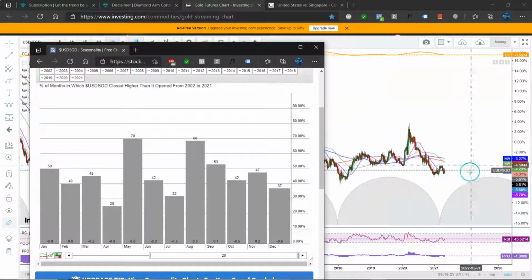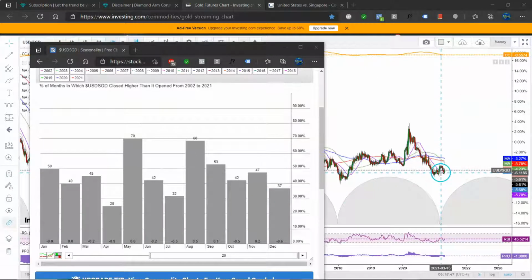When we compare the time cycle with the seasonality, we see something interesting. April is literally the weakest month for the dollar in this pair. And we did see that April here was a period of deterioration. But May is literally the strongest month, both in terms of the times it closes higher than it opens, and in terms of performance, 0.6 is the highest average performance.